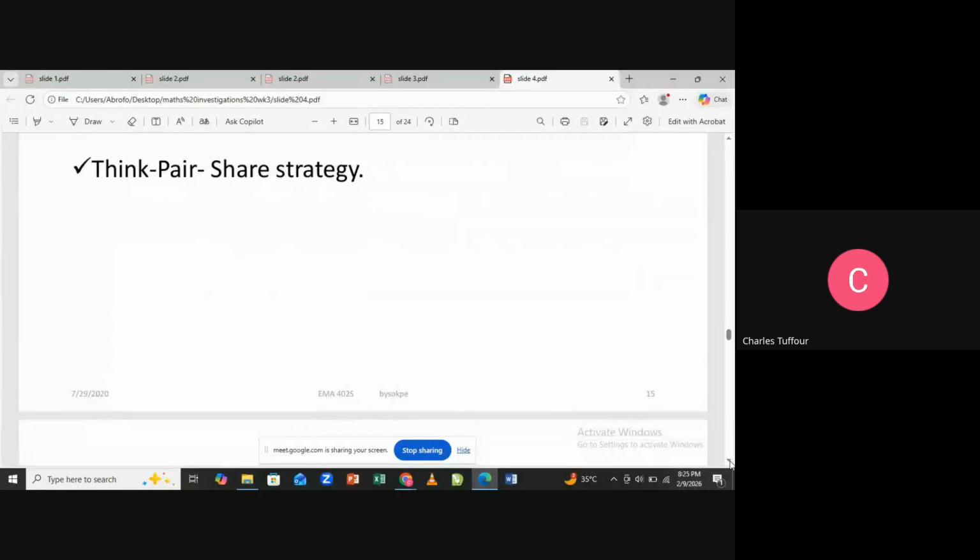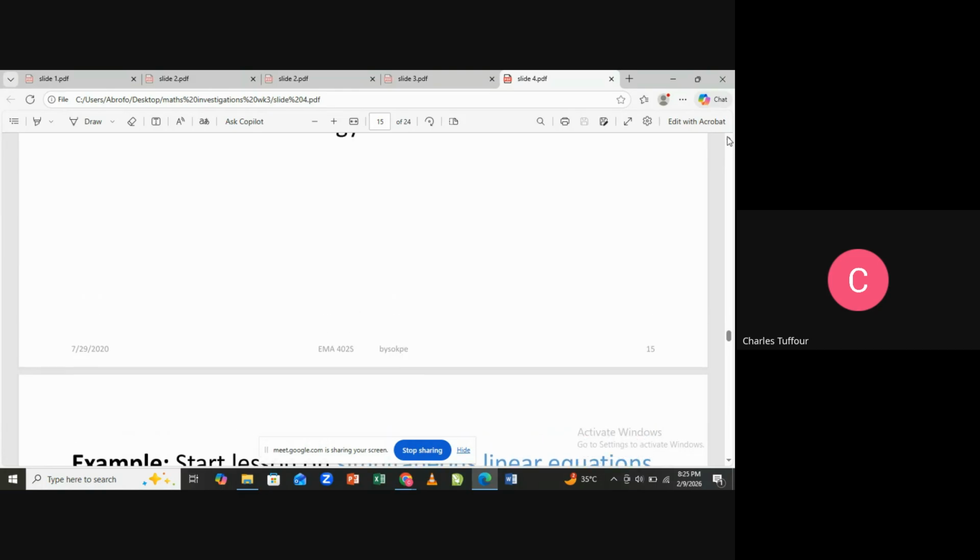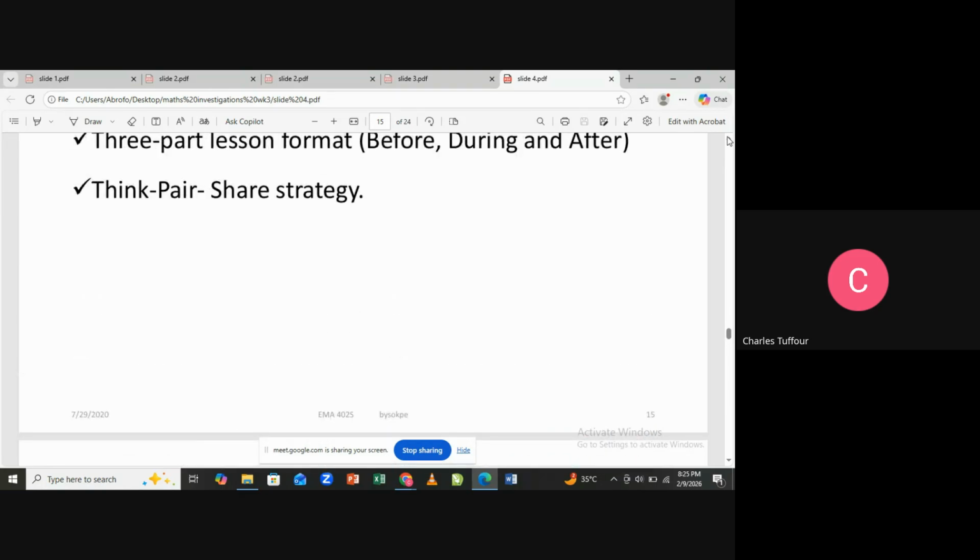Then think-pair-share strategy. I would want to pause here and want somebody to take us through the meaning of think-pair-share strategy. Teaching through problem solving, we want learners to use the think-pair-share strategy. What is the meaning of think-pair-share strategy?